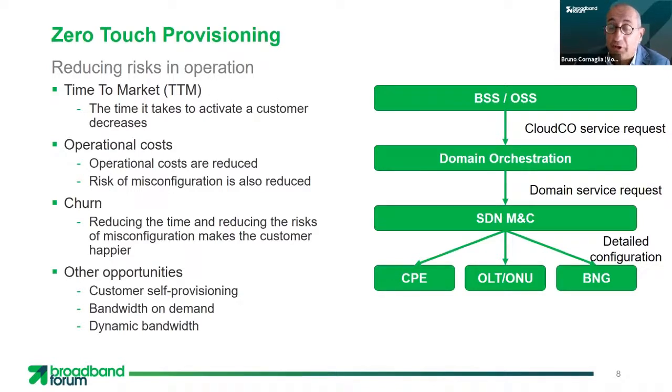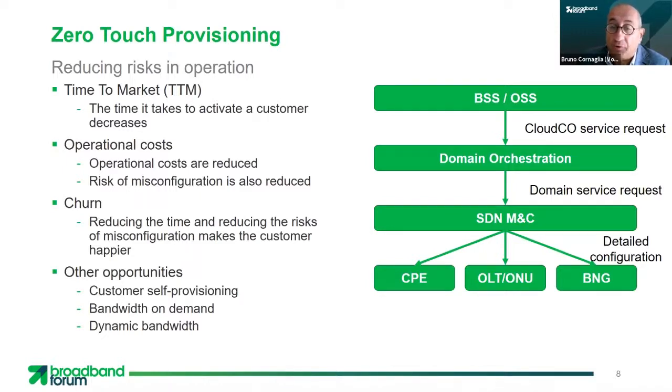All these values will create a big value for the operator, that is reducing the time, reducing the risk of misconfiguration, also making the customer value, and so you reduce churn. Churn is a high cost in an operator OPEX, and reducing this type of cost is really a big value. We maintain the customer. We don't need to look for other customers to replace the ones that are going away. That's the main value that zero touch provisioning can directly deliver.